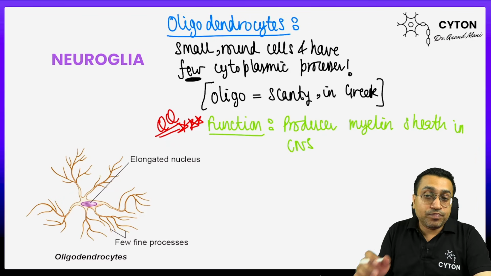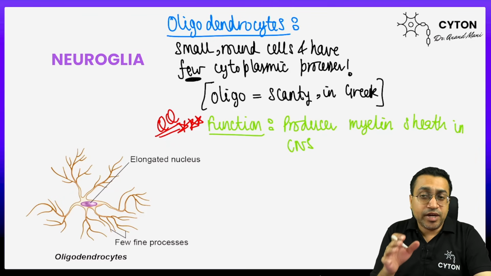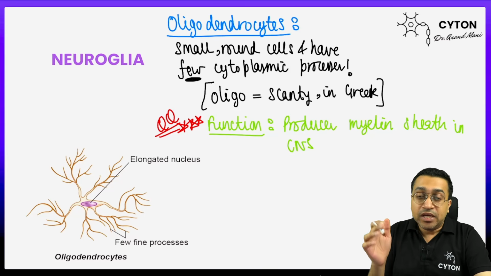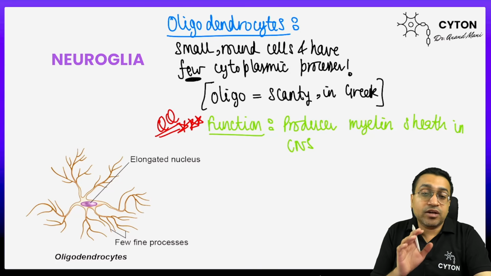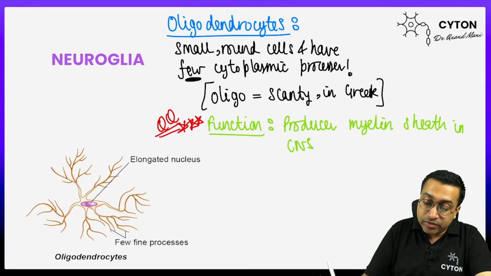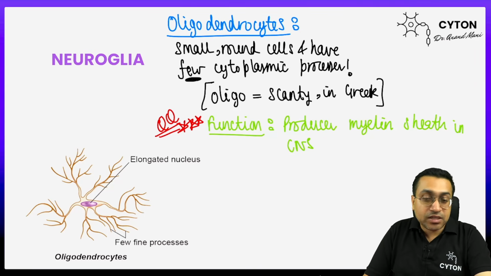And so one oligodendrocyte myelinates many adjacent axons, or sometimes the same axons at different places. Okay, and non-myelinated neurons are not enclosed by processes of oligodendrocytes in the CNS. So you have to remember this. It produces myelin sheath in the CNS. Okay, so that's about the astrocyte and oligodendrocytes.